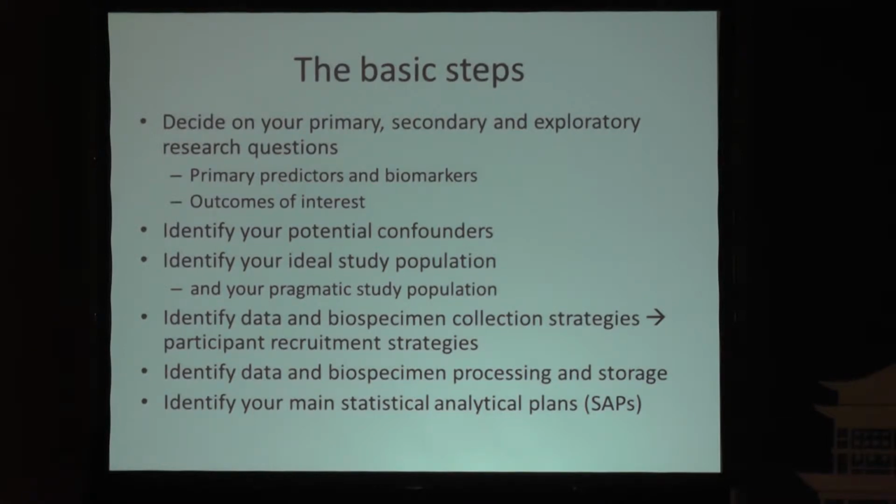The next few steps, in terms of identifying your potential confounders, is something that, again, we should all be familiar with when we're designing such studies as pharmacoepidemiologists. And we should be identifying both the ideal study population and the pragmatic study population as well. So all of those steps are pretty standard. When you need to get to the point of identifying the data and the biospecimen collection strategies, you'll be hearing examples today of several ways in which people have been collecting such specimens.